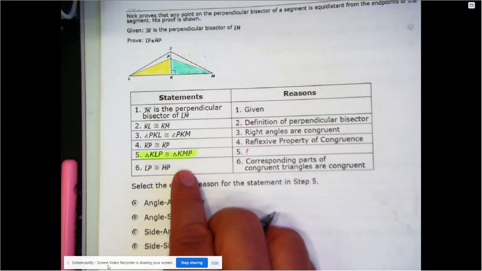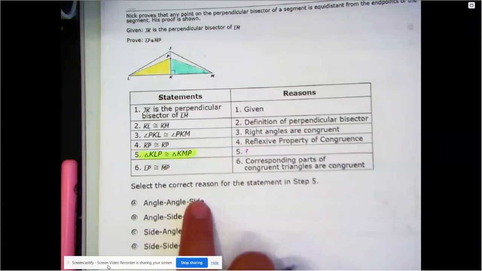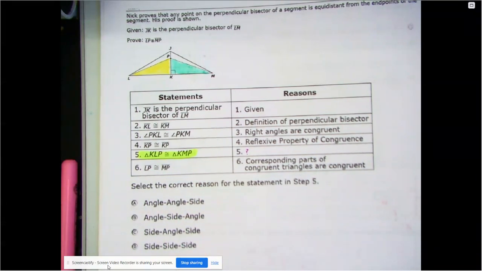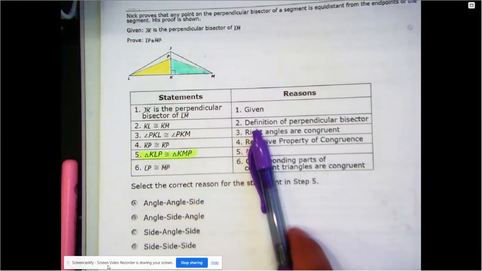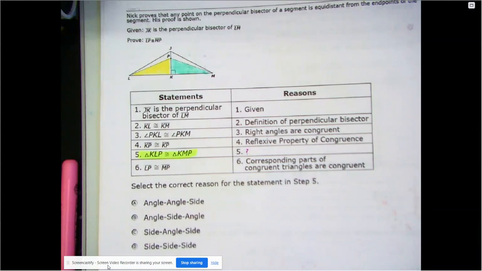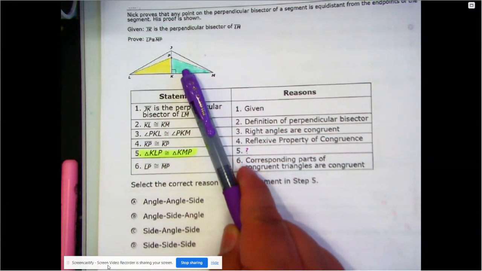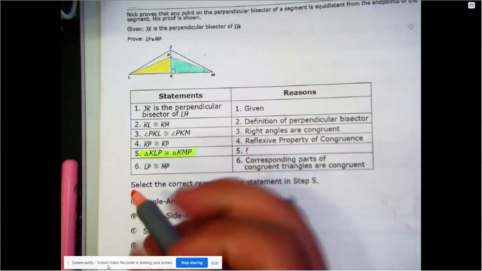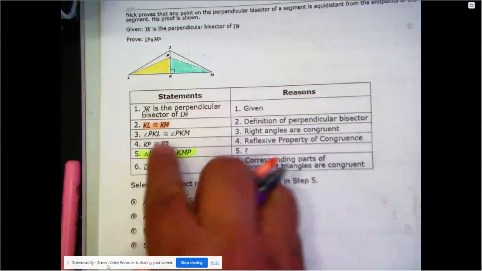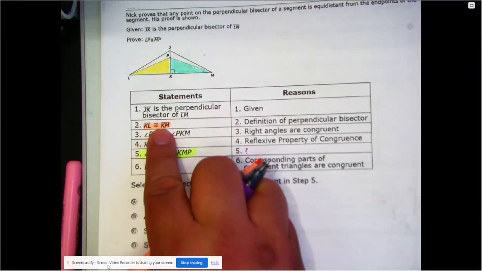So in order for me to figure out what the right reason is, out of all of these, don't just randomly pick. I know it says a proof. Look at everything that's written. All of that is just here for one reason, to try to confuse you. I already know what triangles to look at. So here's what I'm going to do. I'm going to look for everything that says congruent. That's what I'm going to look for.